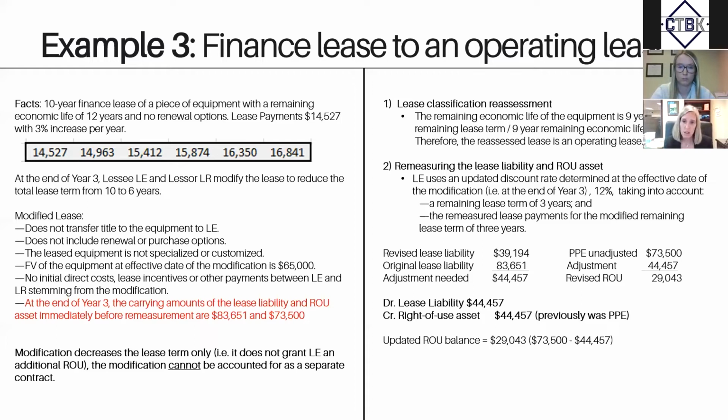You can see over to the right, I had property, plant, and equipment on the books initially at $73,500. I now need to adjust that by $44,457, what I adjusted my lease liability. And then instead of equipment, it's really going to be that right of use asset now. So I now have a right of use asset of $29,043.